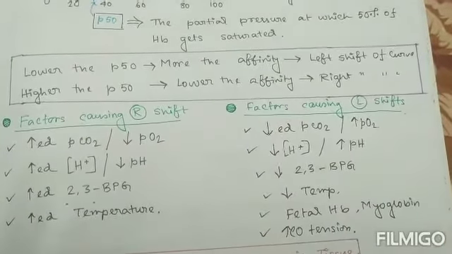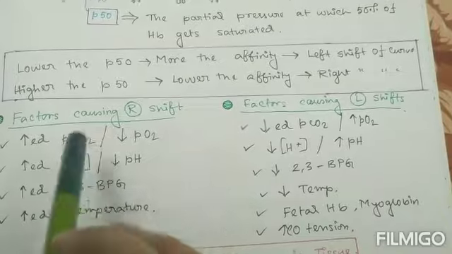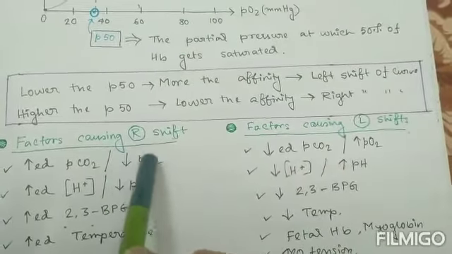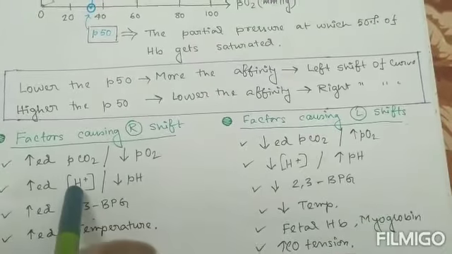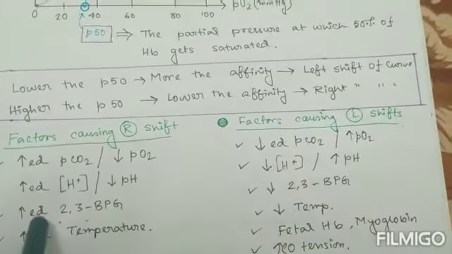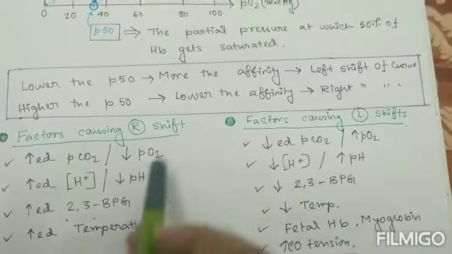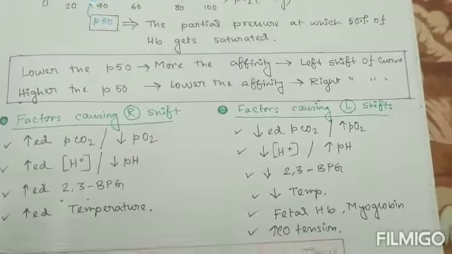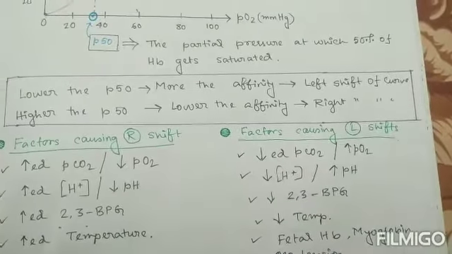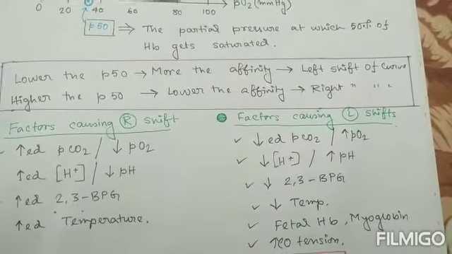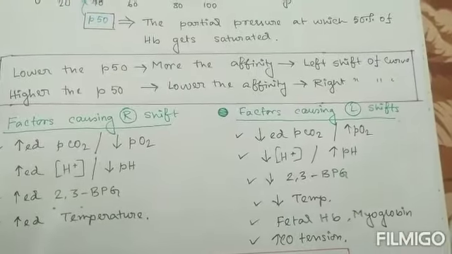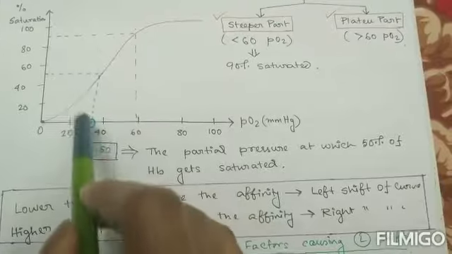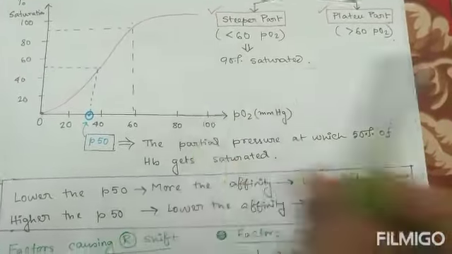So the factors that cause right shift or left shift. The right shifting factors are increased partial pressure of carbon dioxide, or in other words, lowering the partial pressure of oxygen, increased H+ concentration or lowering pH, increased 2,3 BPG, and increased temperature. And interestingly, all these factors are suggestive of tissue metabolism. As there is metabolism or respiration in the tissue, all these are increased. So in tissue there is a right shift of the curve. That means oxygen will now exchange from hemoglobin to tissue.